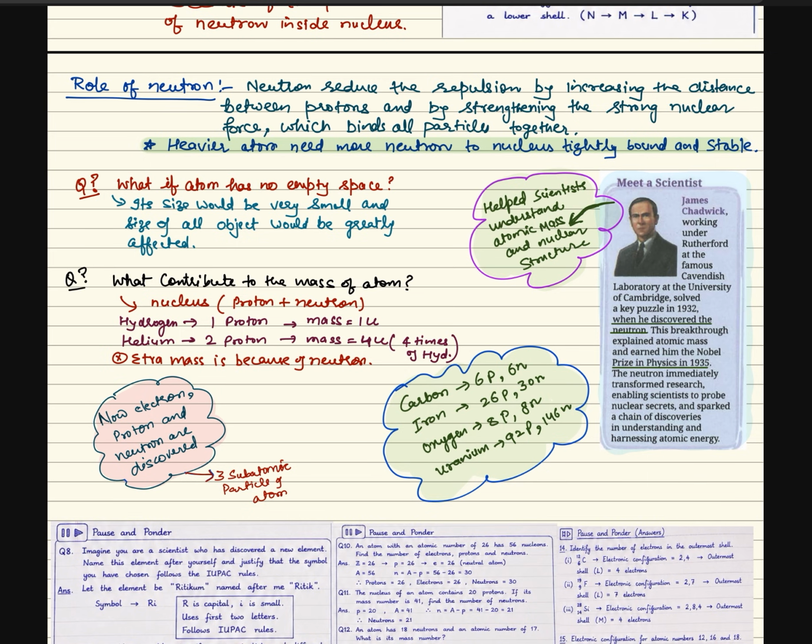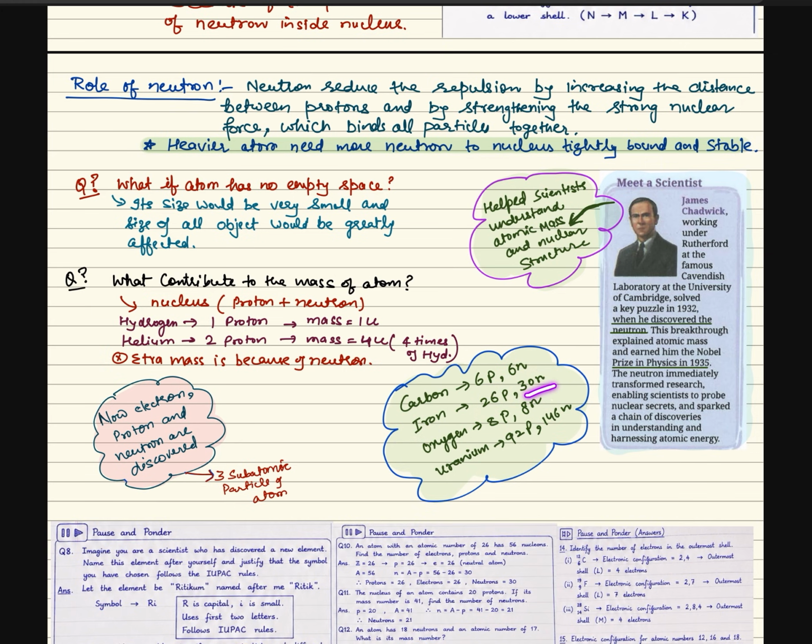Okay, now electron, proton, and neutron are discovered, and these are the 3 subatomic particles of an atom. Now a few examples. For example, carbon has 6 protons and 6 neutrons. Proton and neutron should be equal in an atom. Iron has 26 protons but 30 neutrons. Now proton and neutron are not equal.